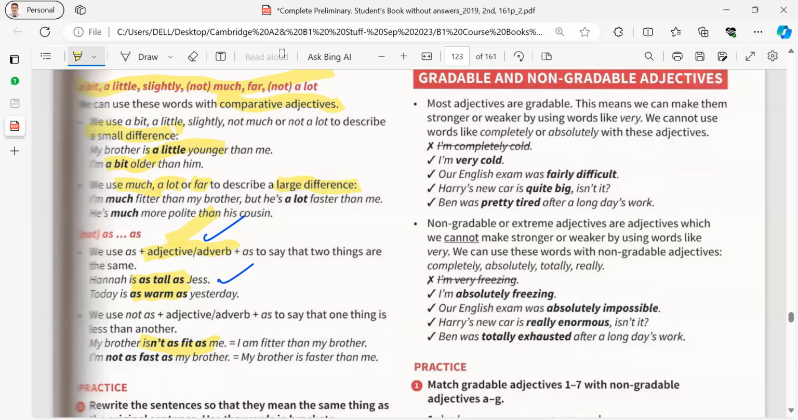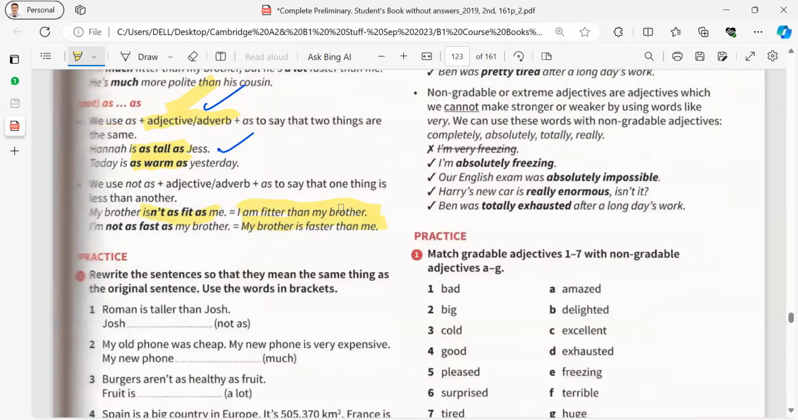Okay. Another example, I am not as fast as my brother. Means what? My brother is faster than me. So here, Nawaf, not as, adjective, as, you have two options. You can add er to the adjective. Does this make sense? Yes.